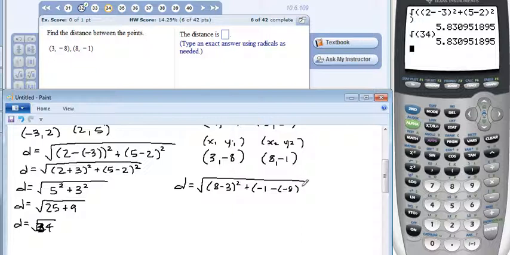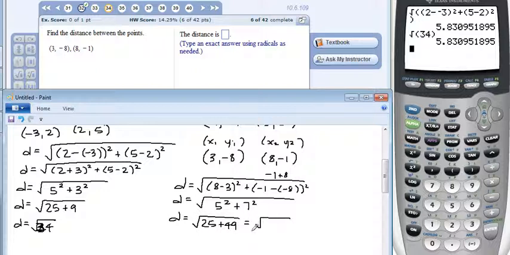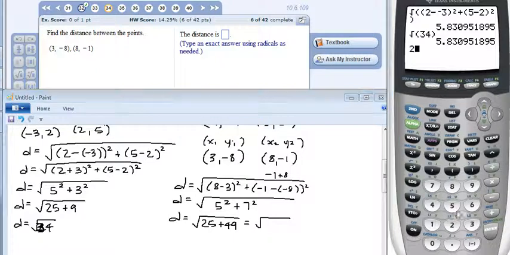Careful. Okay. And we have 5 squared plus negative 1 minus a negative 8, which is like negative 1 plus 8. This is 7. And then you would square it: 25 and 49. That's the square root of 25 plus 49.